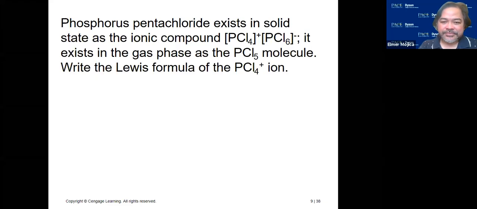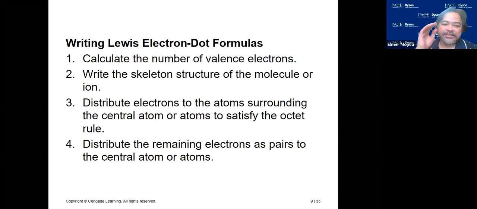We started already with Lewis structure last time. If you're going to recall the Lewis structure, we follow these steps: first, we calculate the number of valence electrons, then write the skeletal structure of the molecule or ion, and then distribute the electrons to the atoms surrounding the central atom or atoms to satisfy the octet rule, and any electrons that are in excess, you put in the central atom. So we're going to expand this knowledge today, and hopefully we're going to end this chapter today.